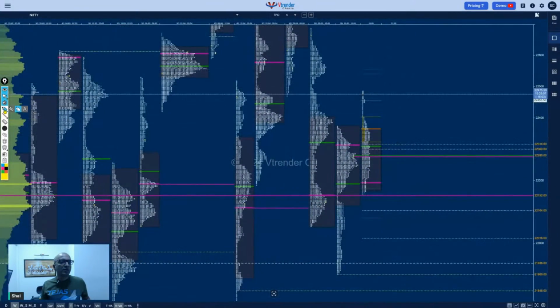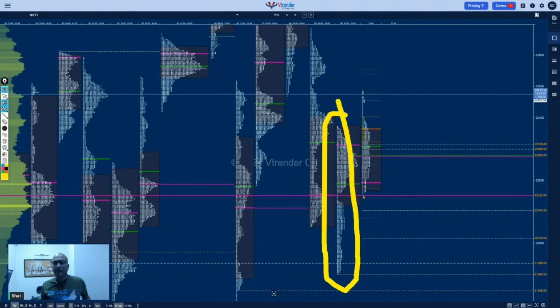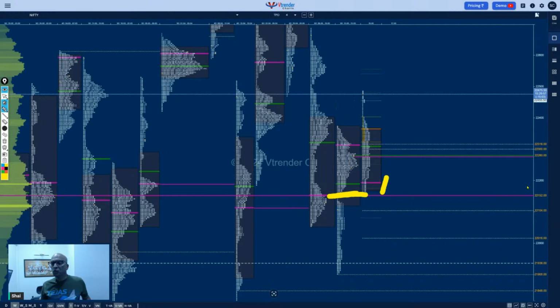If you see back over here, this is last week's profile, this is a weekly profile, right? And this is where the point of control was. This is where we stopped today, right? 22,152. And I remarked about this also, and this is a zone where there was previous demand and supply going forward, and this is where we stopped, and we moved higher today.